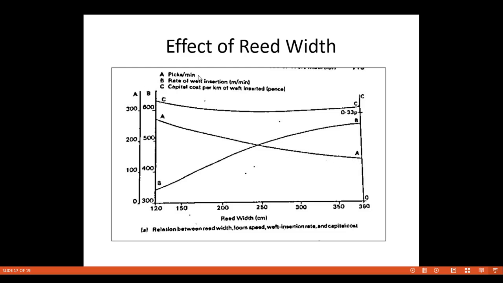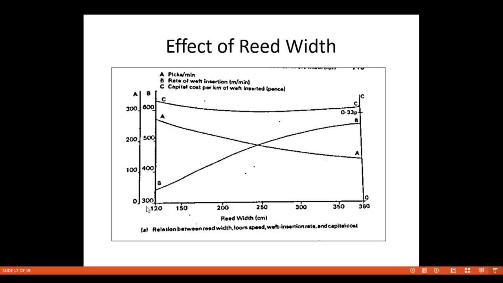A means picks per minute is falling down, which means the RPM of the machine, revolutions per minute, gets reduced as the width of the machine increases. How is it possible? As the width increases, more time is required to insert the weft from one side to the other side. It takes more time to insert one pick. More time for picking is required as the width of the machine increases. So that's why the speed of the machine gets reduced.